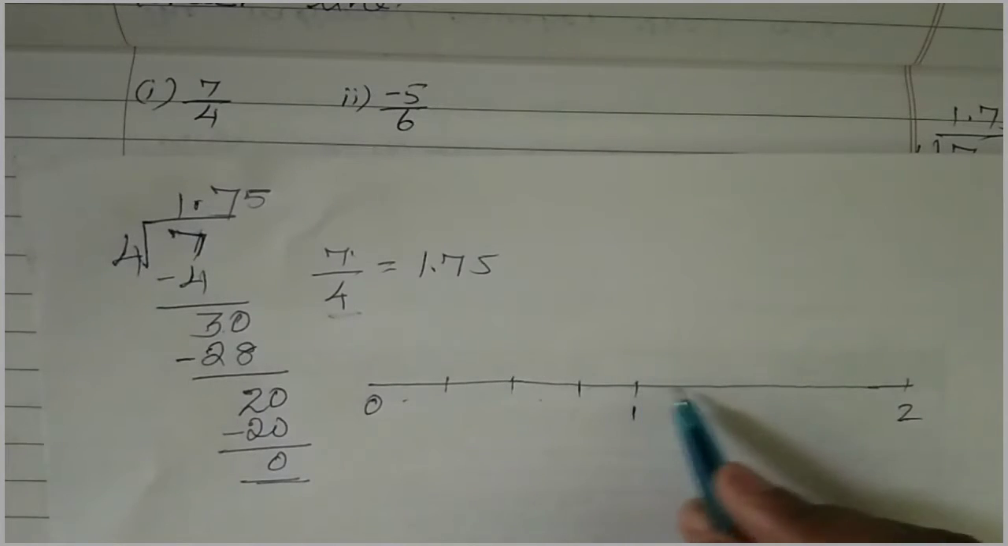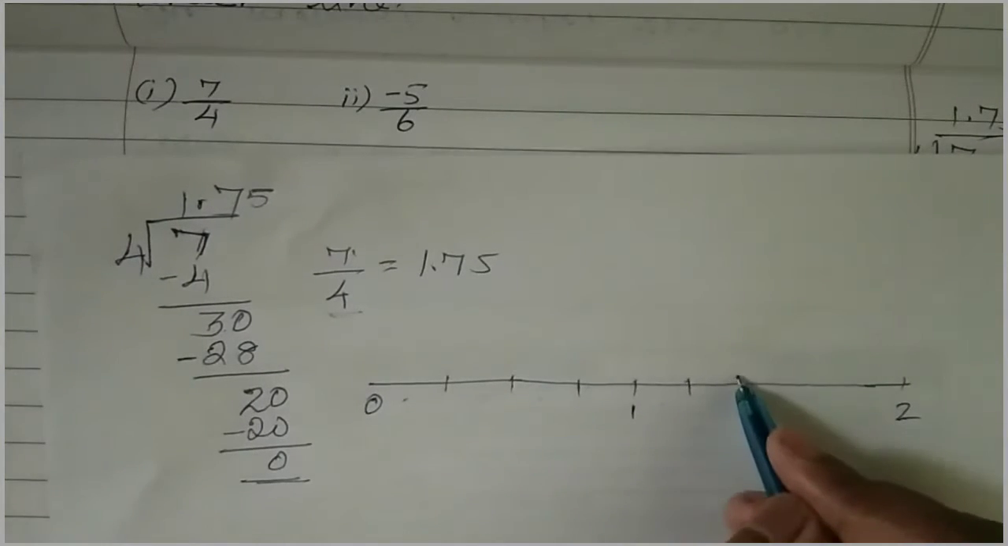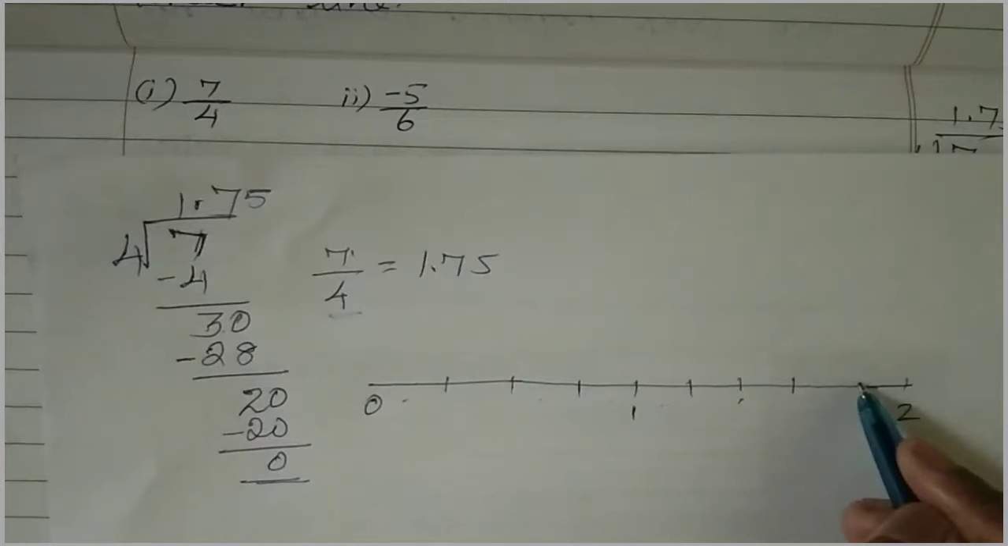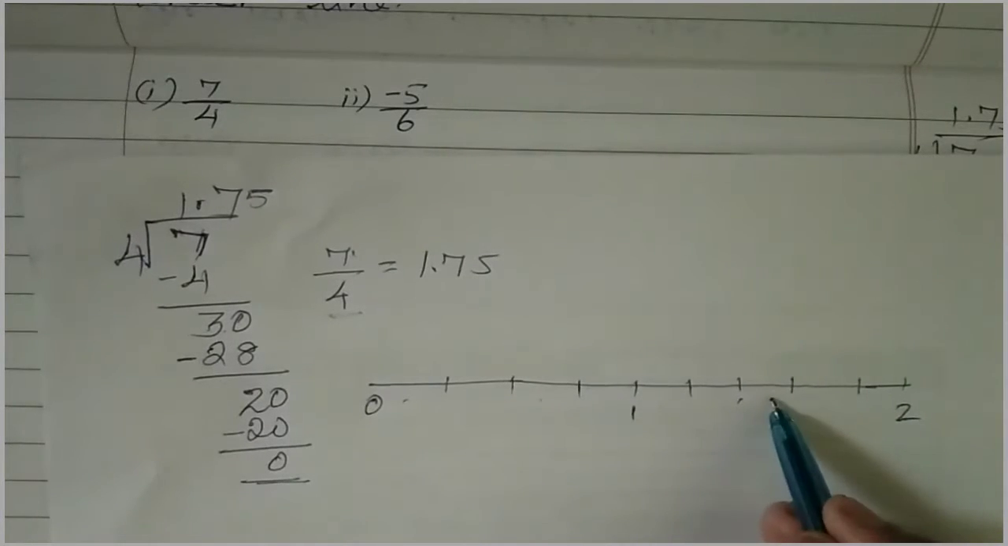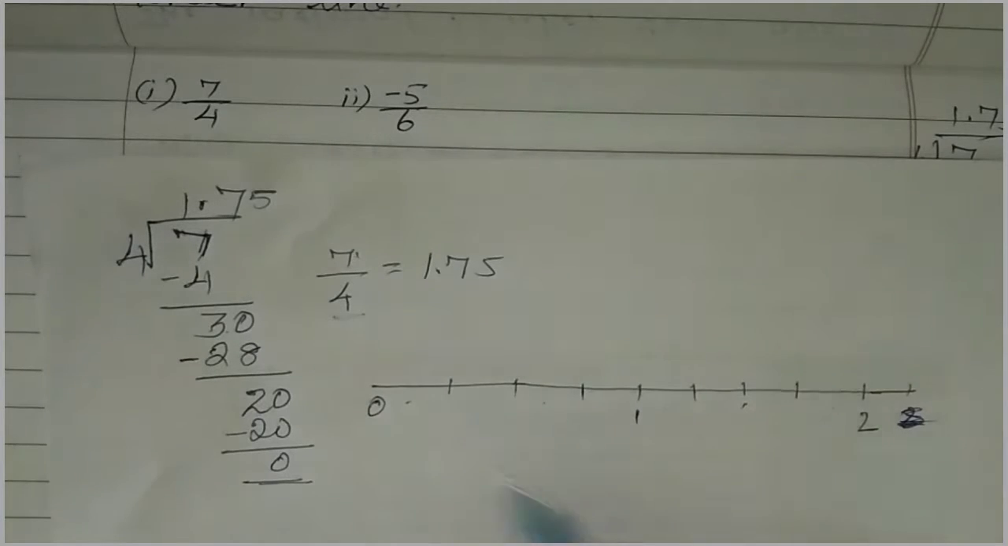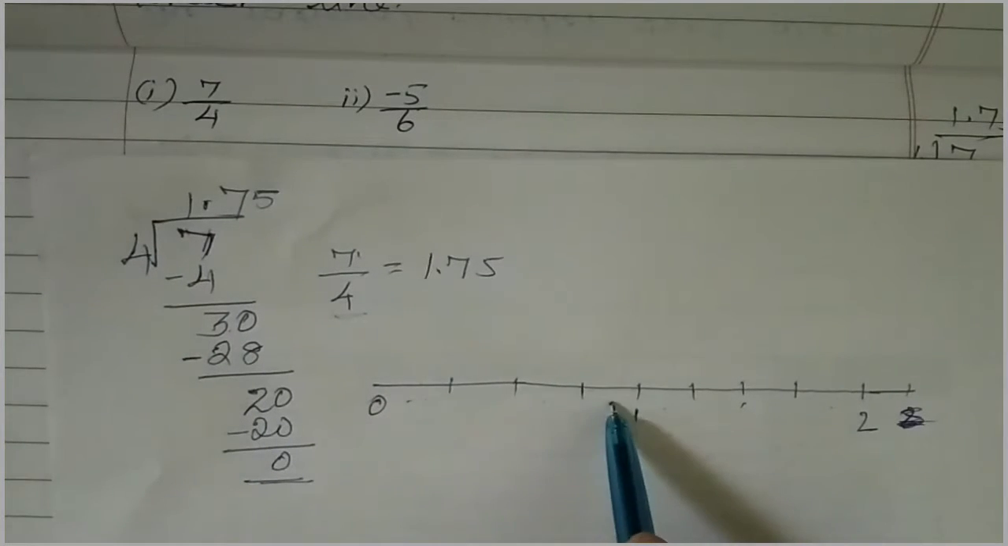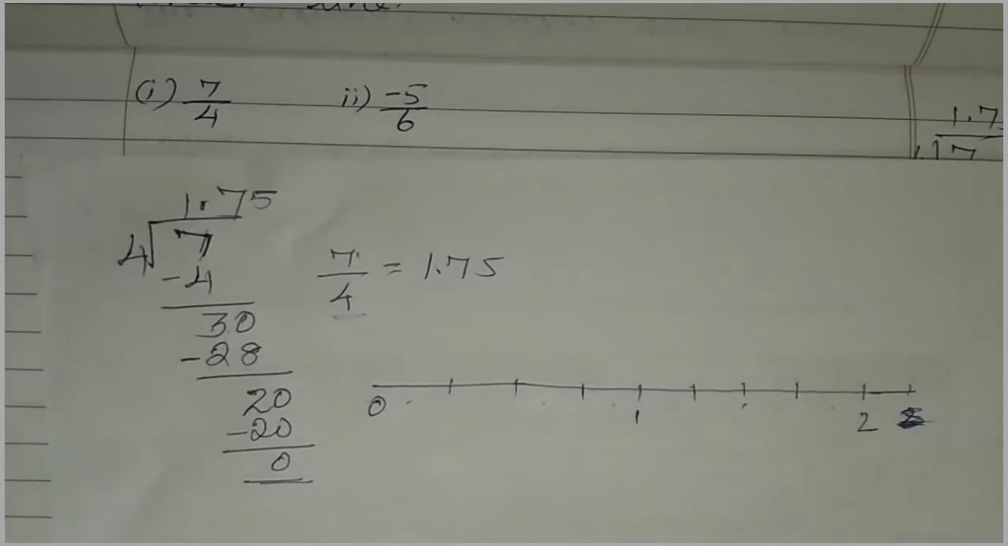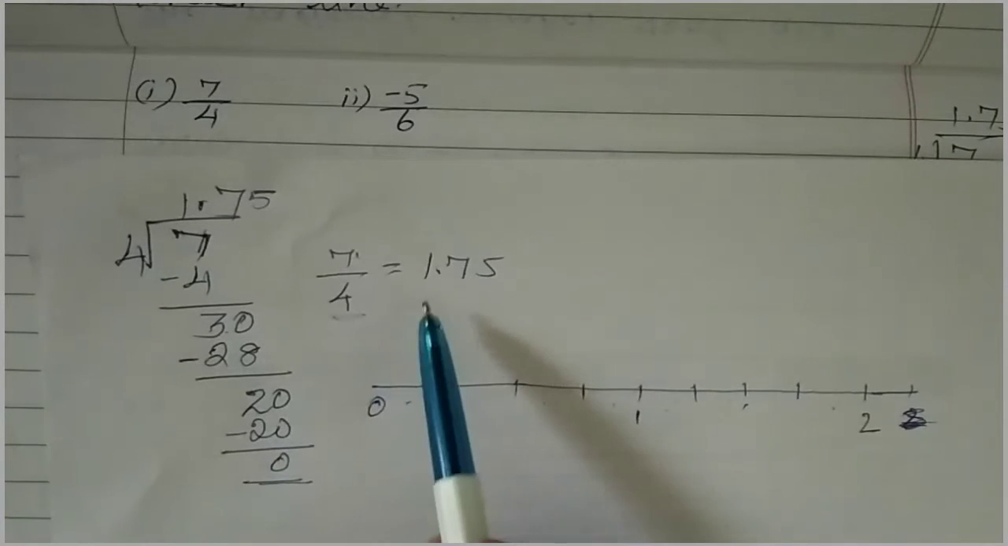The same thing we take here also: 1 portion, 2 portion, 3 portion, 4. Just count 1, 2, 3, 4. That's all. Don't take it like this. See, 1, 2, 3, 4. Same thing, 1, 2, 3, 4. 4 portions.